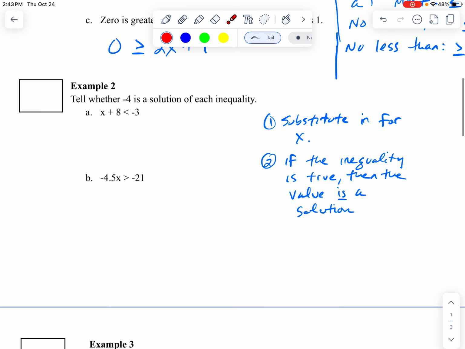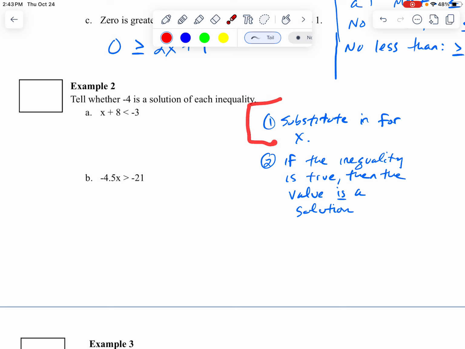Next, we're going to look at determining whether or not a certain number is a solution for an inequality. And we're going to treat this exactly like we did when we had equations. We saw problems like this in the past where we would ask you, is this number a solution to the equation? And when we want to know if something's a solution, we're going to substitute in for x, and then we're just going to see if that makes our inequality true or not.